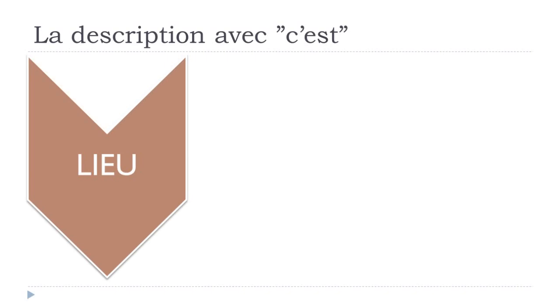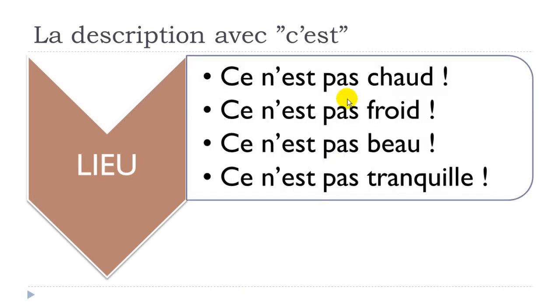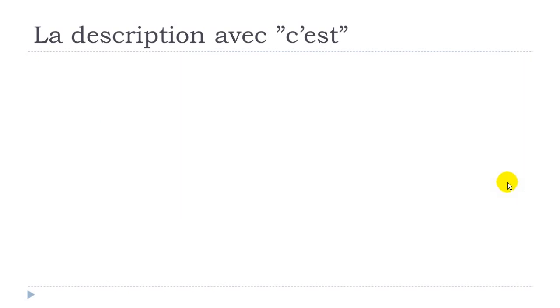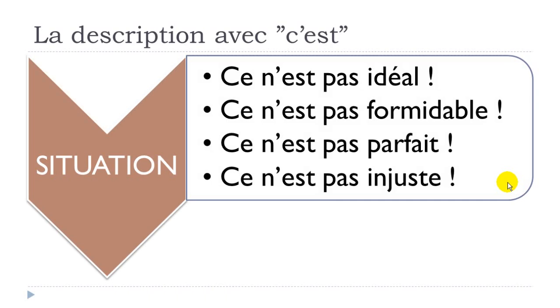So, if you want to describe a place, ce n'est pas chaud. Ce n'est pas froid. Ce n'est pas beau. Ce n'est pas tranquille. Situation. Ce n'est pas idéal. Ce n'est pas formidable. Ce n'est pas parfait. Ce n'est pas injuste.